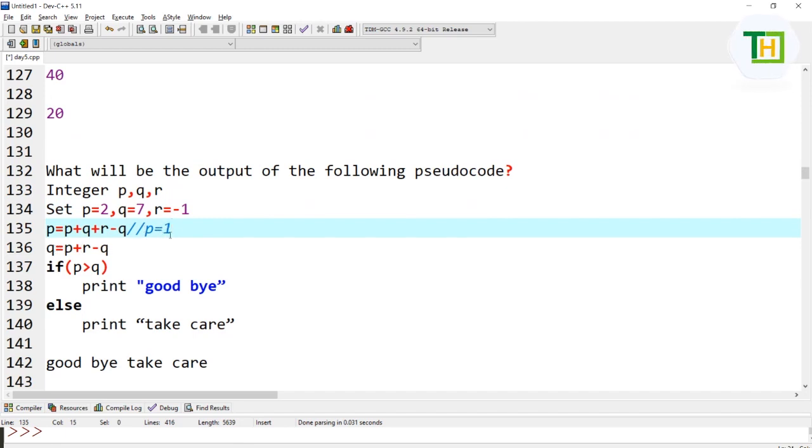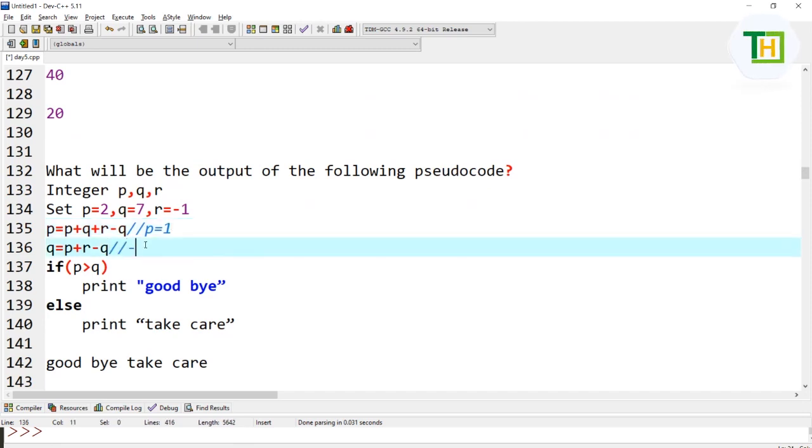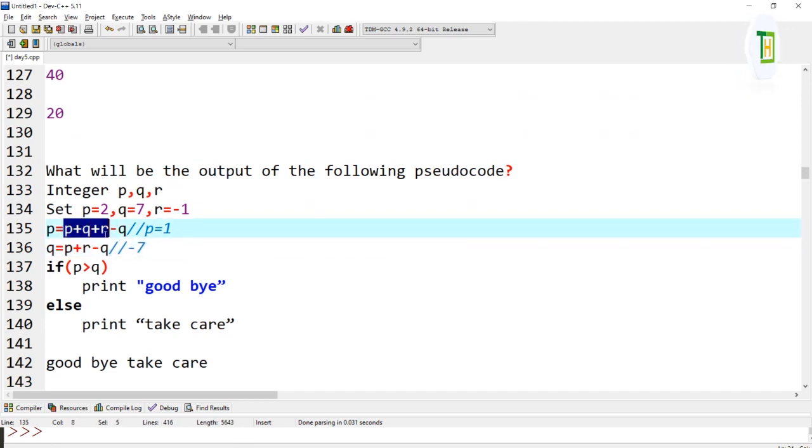P is modified, right? P value is 1. 1 minus R, that is going to be 0. 0 minus Q, this is minus 7. Is it true or not? P plus Q, 8. 8 minus 7, that is going to be 1.